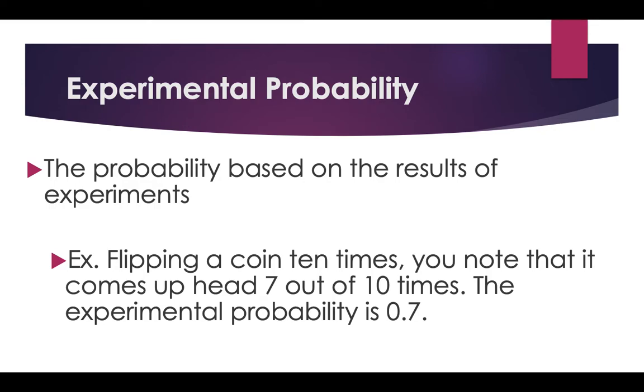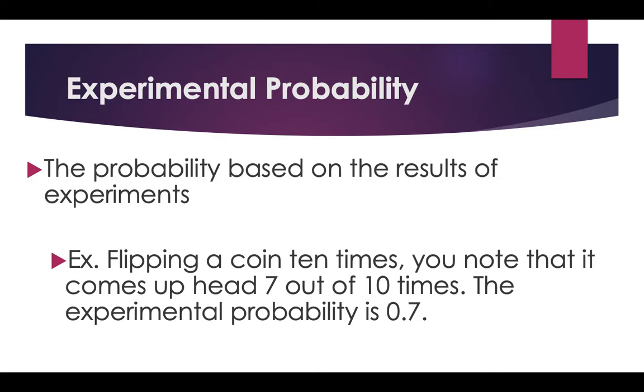Experimental probability is, okay, now we have actually flipped the coin, and what did we notice? So when we say 7 out of 10 times, we can think of that as our fraction. So we can think 7 over 10. If you go 7 divided by 10, you end up with 0.7. So we're saying that that is the experimental probability, because that's what happened when we did the experiment.